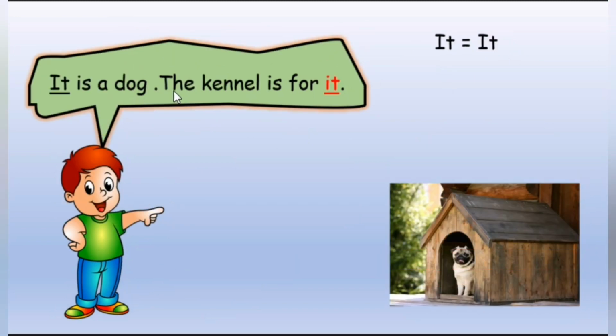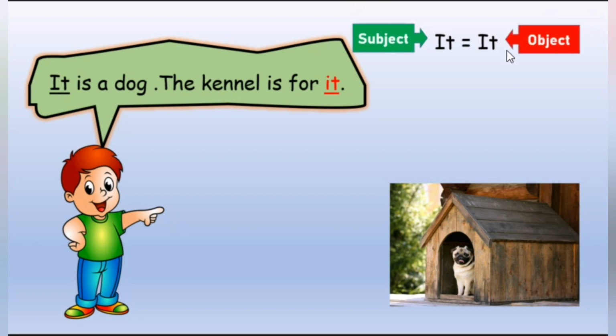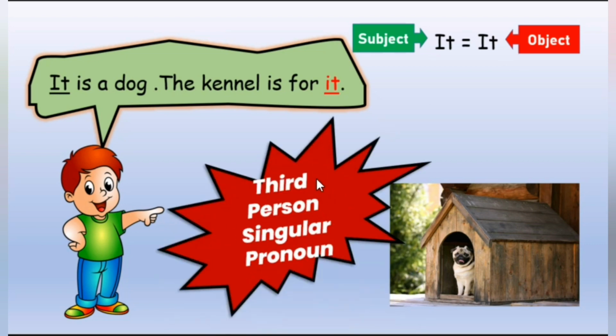It is a dog. The kennel is for it. Now it will remain the same for subject, same for object. No change in the subjective case or objective case of it. And this it is a third person singular pronoun. We use it when we want to talk about any singular thing or animal.